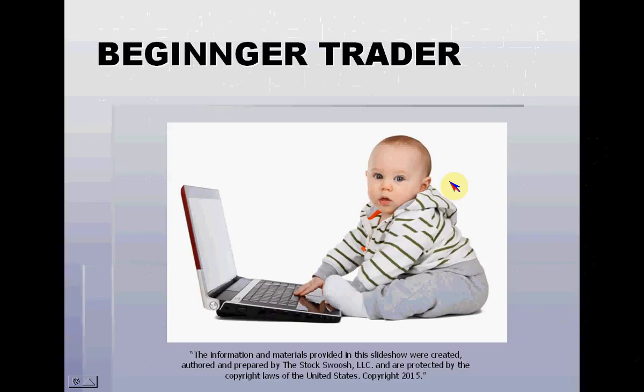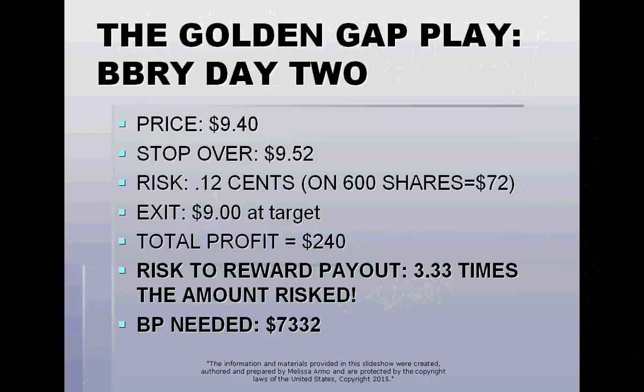If you're a beginner trader, if you're brand new, you're obviously not going to be risking $720. What if you just want to risk $72? You could have taken 600 shares of this, same exact trade, 9.40 is the entry, stop over 9.52, risk is 12 cents. On 600 shares, you risk $72 and you get out the same place, the target's 9. $240 may not seem like that much, but actually $240 is a pretty good amount of money to make when you only risk $72. And not only that, if you make about $250 a day, that's like $1,250 a week. And that's really not half bad, okay?